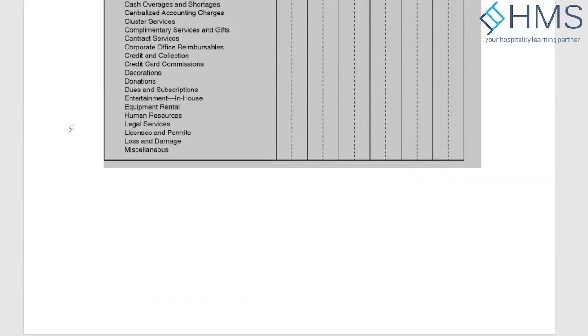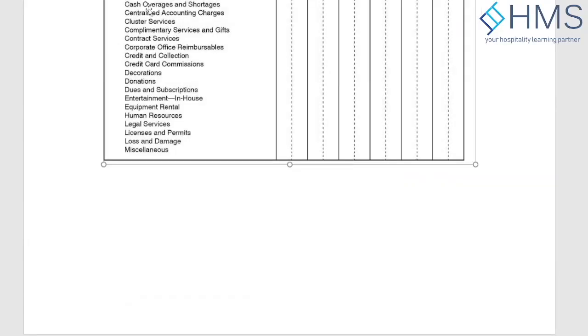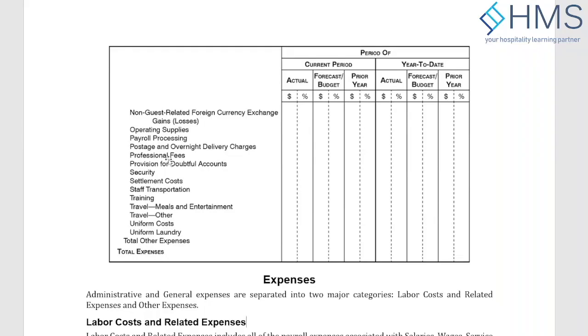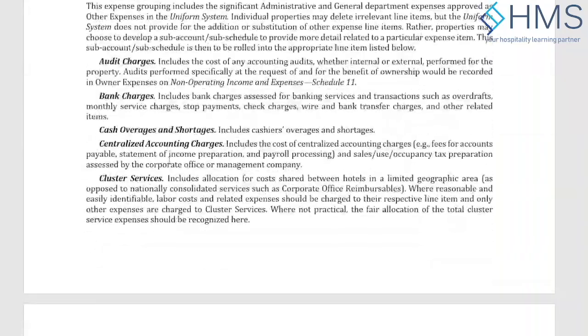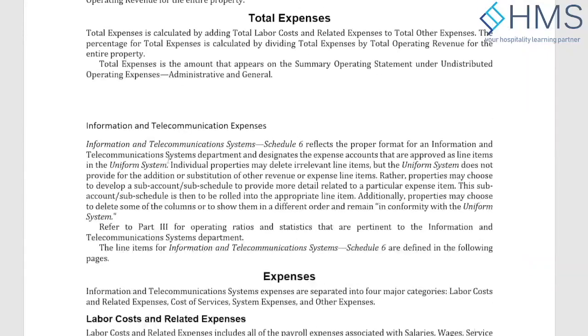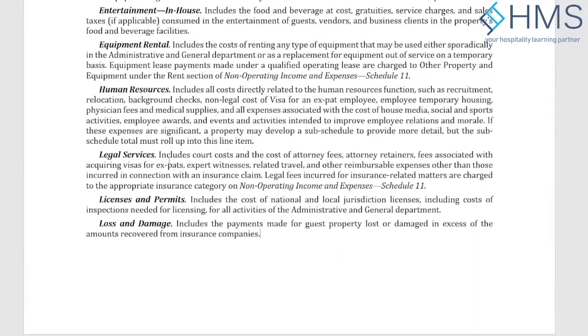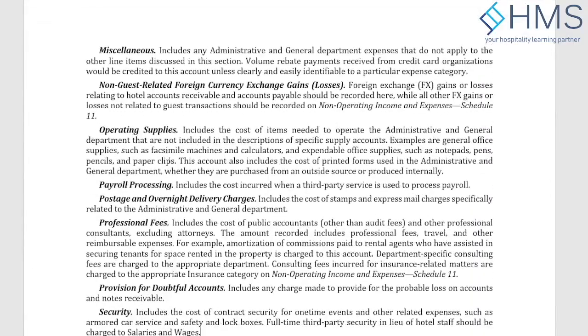In the administrative departments, it's only audit, bank charge, central cluster, credit card commissions, donation, dues and subscription, equipment rental. Payroll, professional fee. Let's see, professional fee might catch there. Sometimes the things catch up. Where is professional fee? Here. Cost of public accountants, other professional consultants, including attorneys.